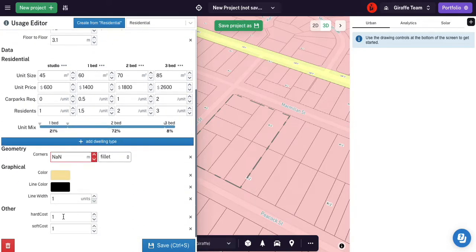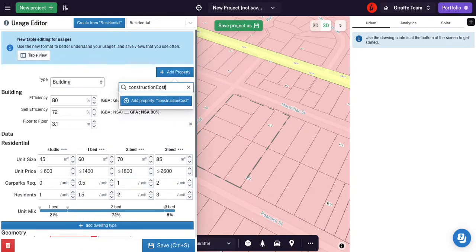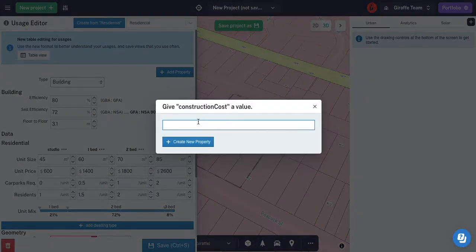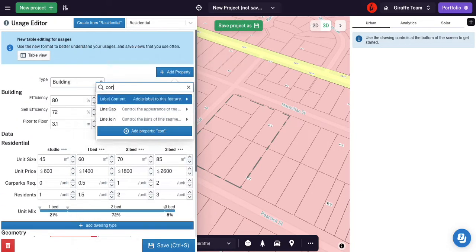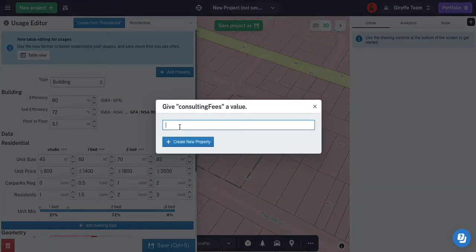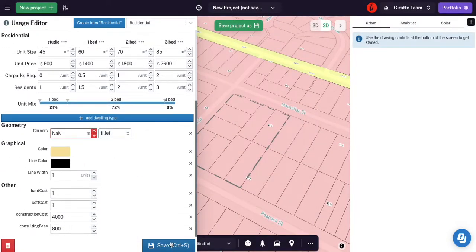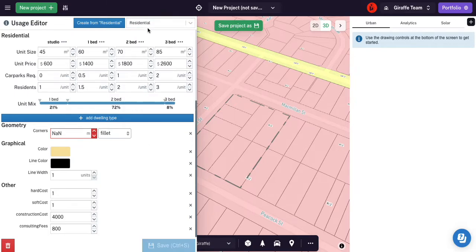Hard costs and soft costs are American terms for construction costs. So we're going to do a construction cost. And let's say we're going to build our units for $4,000 a square meter. And then I'm going to add our consulting fees, and that's going to be, say, 20%. So what did I say? 4,000, so 800 bucks. And again, per square meter, 4,800. So then I'm going to save. Oh no, I will save that. Yes, I know.